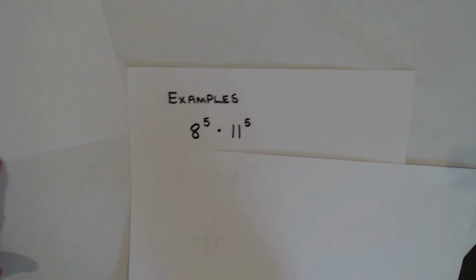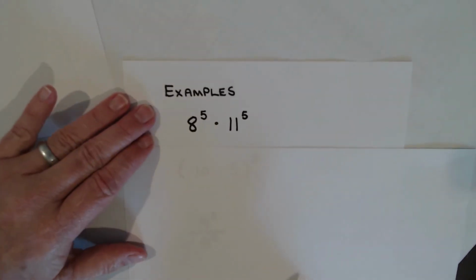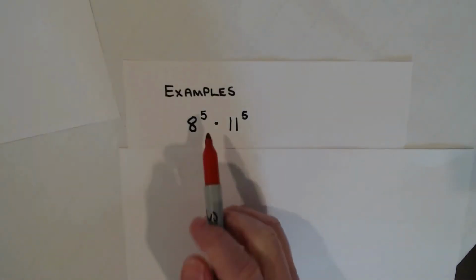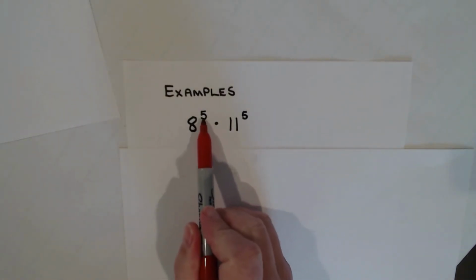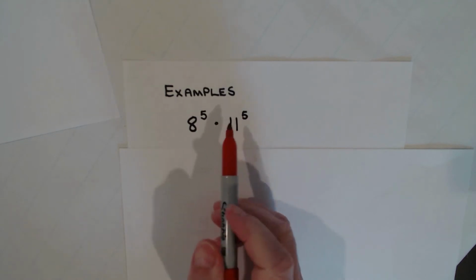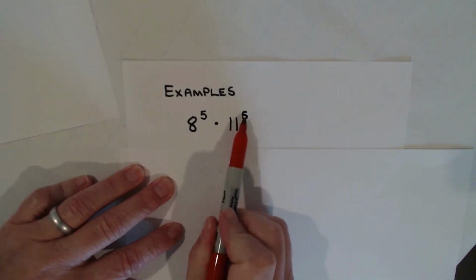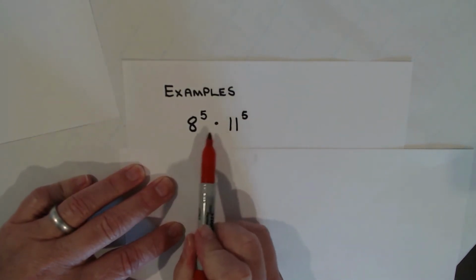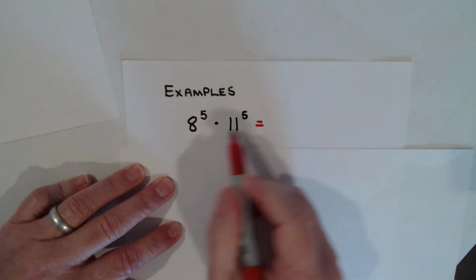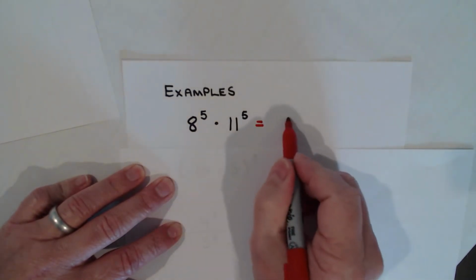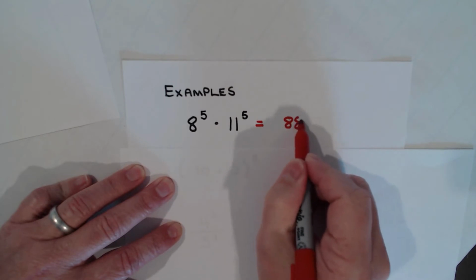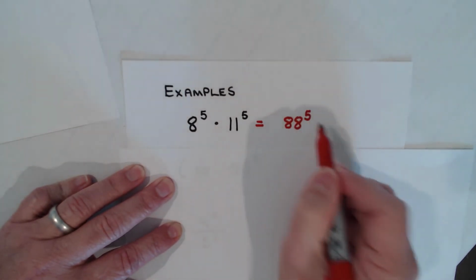So I'm going to go over examples that are like the ones on page 4. So let's look at these first ones. Pretty straightforward on these. I'll look at my bases. They're different, but look at my exponents. They're the same. As soon as I see that my exponents are the same, I can multiply these bases together. And I'm going to do that. 8 times 11, 88. And I keep my exponent.